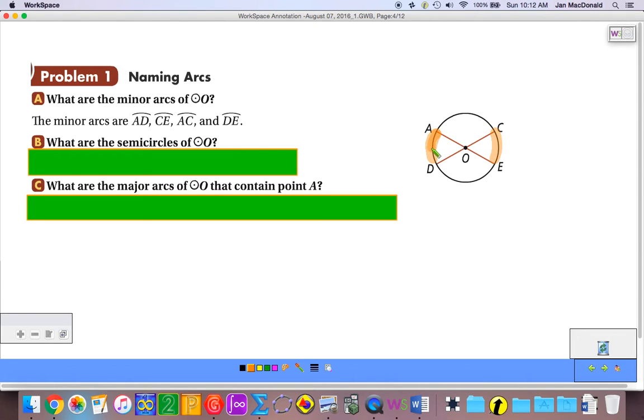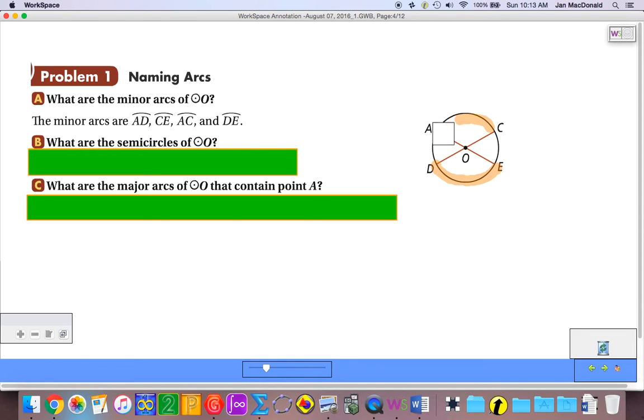Oh, and look at these two arcs. It appears to me that they're congruent or equal measures. And that makes sense because they're made by vertical angles, and we know vertical angles are congruent. We also have minor arc AC. Oh, and look at its congruent minor arc DE, again made by a pair of vertical angles.